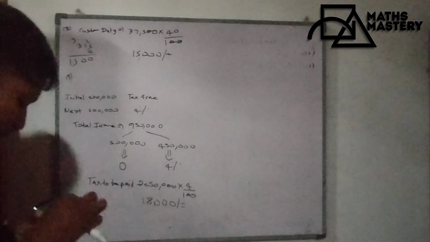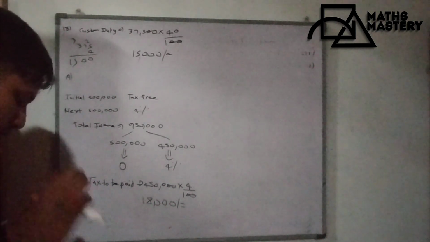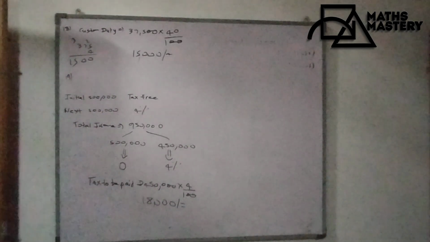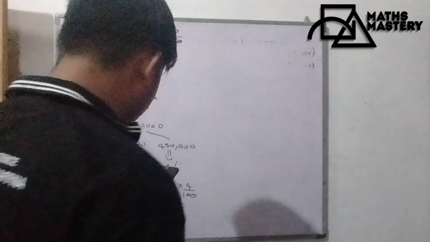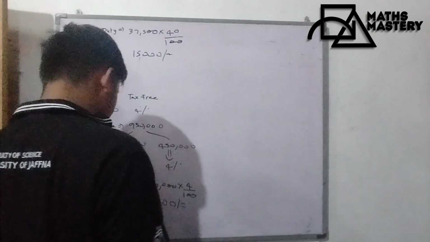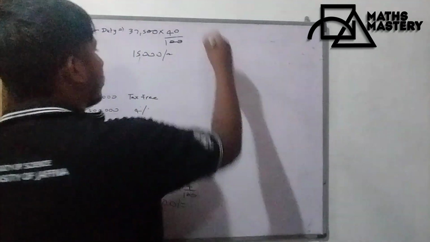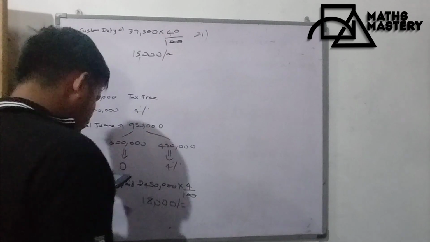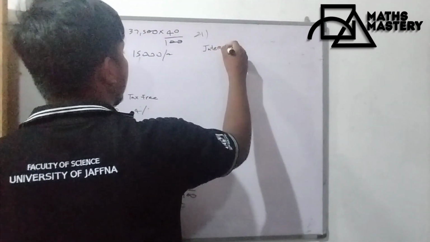Okay, let's go for the next question then. A man borrowed 50,000 at an annual simple interest rate of 12%. Find the interest he has to pay at the end of the year. Question number 21. So, interest to be paid.